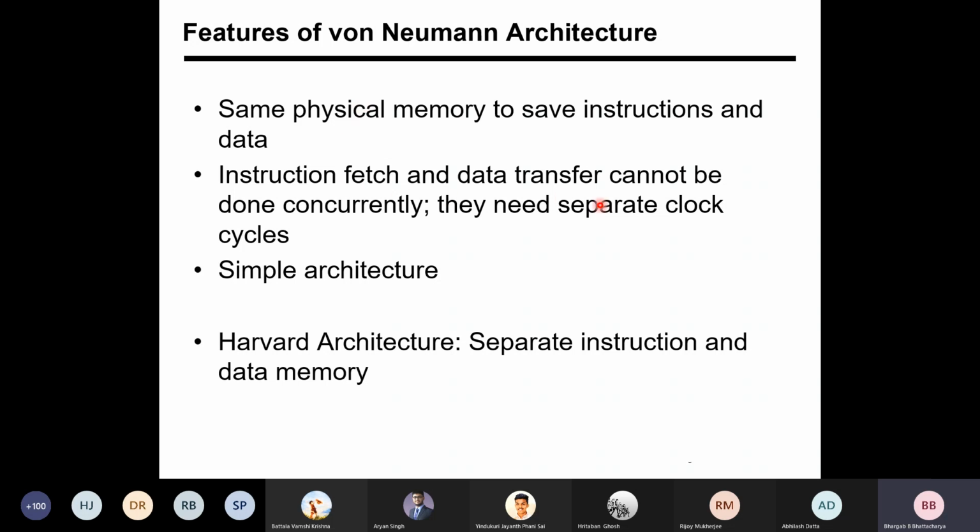Instruction fetch and data transfer cannot be done concurrently because you have the same memory in von Neumann architecture. It's a very simple architecture, as you can see. There is a variation known as the Harvard architecture, where separate instruction and data memory are kept. Conceptually it is more or less the same, but because you have 2 separate memories, the instruction fetch and data fetch can be done simultaneously, maybe expedited. That we'll discuss later.